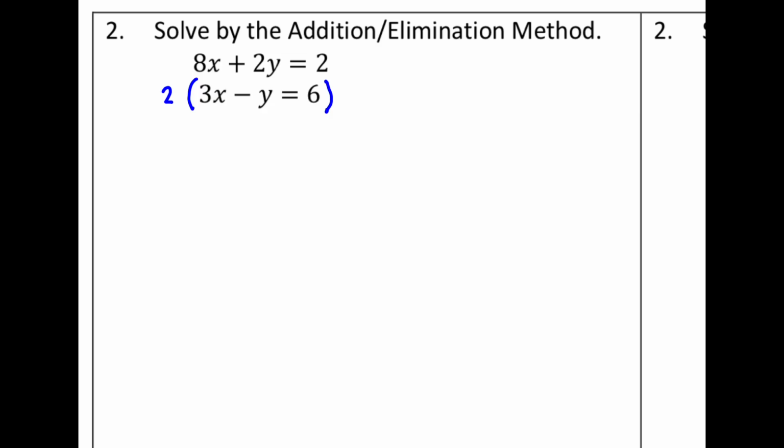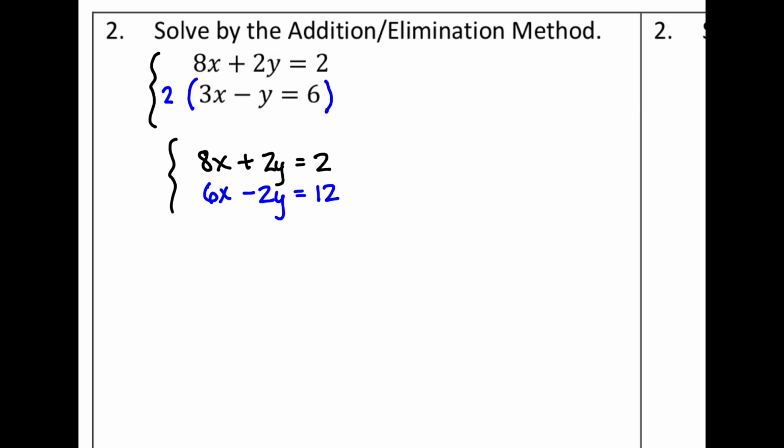Okay, so I'm going to rewrite the entire thing. Okay, remember we talked about should have the little brace thing here keeping it together. I'm going to keep it together. So the first equation, I'm going to rewrite it. And the second equation, I'm going to rewrite it, but multiplied by 2. So now I get 6x minus 2y equals 12. And this is still my set of equations that make up my system.